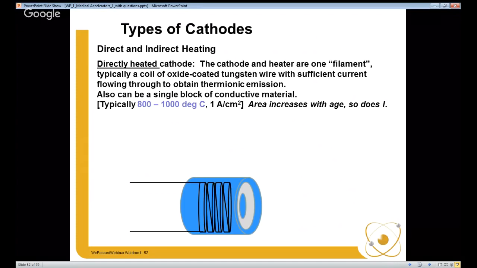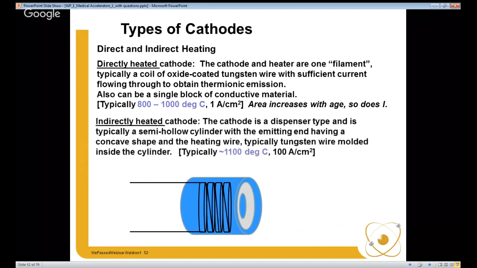And we can obtain that by heating, and the most efficient way of doing that is by running current through it. Again, these are typically 800 to 1,000 degrees centigrade, 1 amp per centimeter squared. As these age, the surface area increases. And so as these age, the gun current increases under otherwise fixed conditions. So for my directly heated machine, if I watch gun current, I might be able to predict failure.